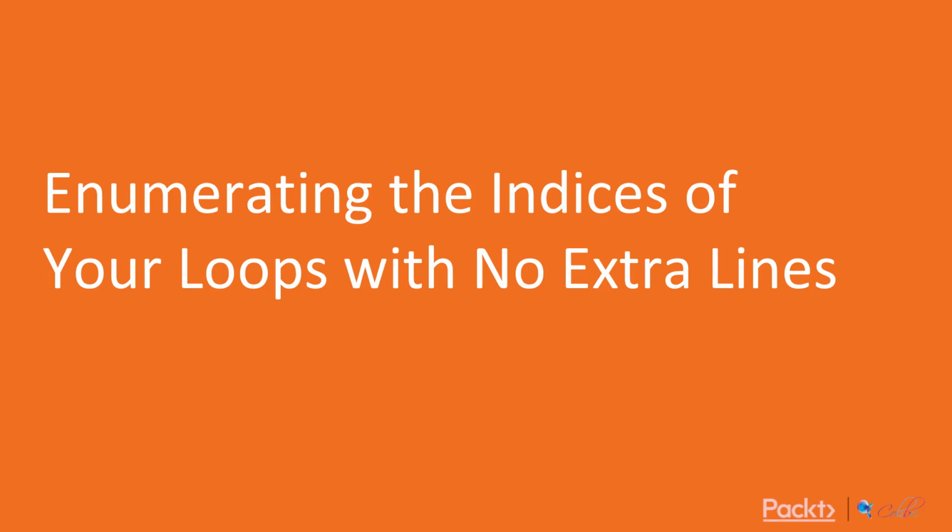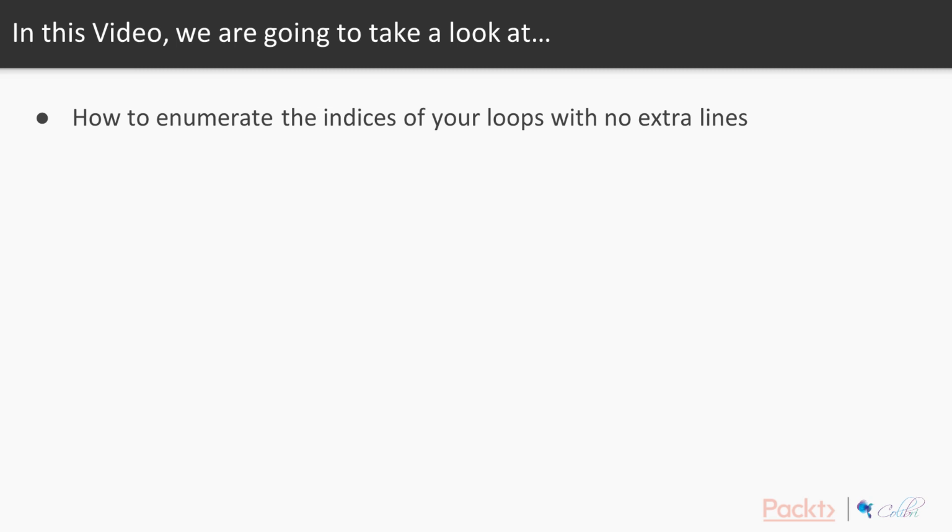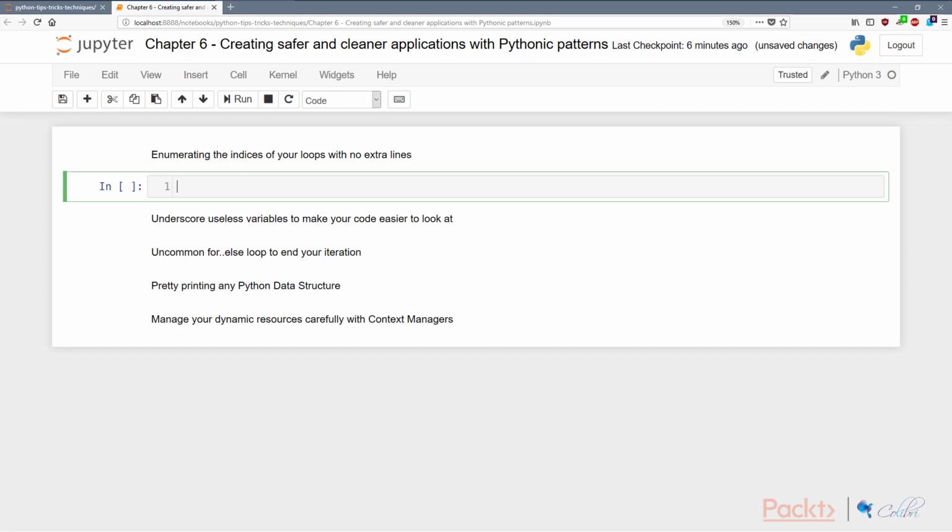The first pattern we're going to take a look at is enumerating the indexes of your loops with no extra lines. So let's see what the problem is and then how we can solve it. So I'm in the Jupyter notebook. We have a fresh new notebook for all the tips and tricks in chapter 6. So what is enumerating the indexes of your loops with no extra lines?